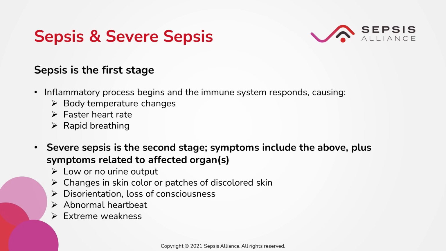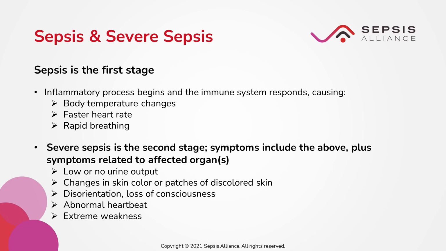So if it's your kidneys, you will have low or no urine output. If it's your brain, you will become more confused. If it's your heart, it will really start to go out of whack. If it's your lungs, you will have a lot of difficulty breathing. So severe sepsis is your regular sepsis symptoms, in addition to some sort of organ dysfunction symptom. This is when you will be kept in the hospital.